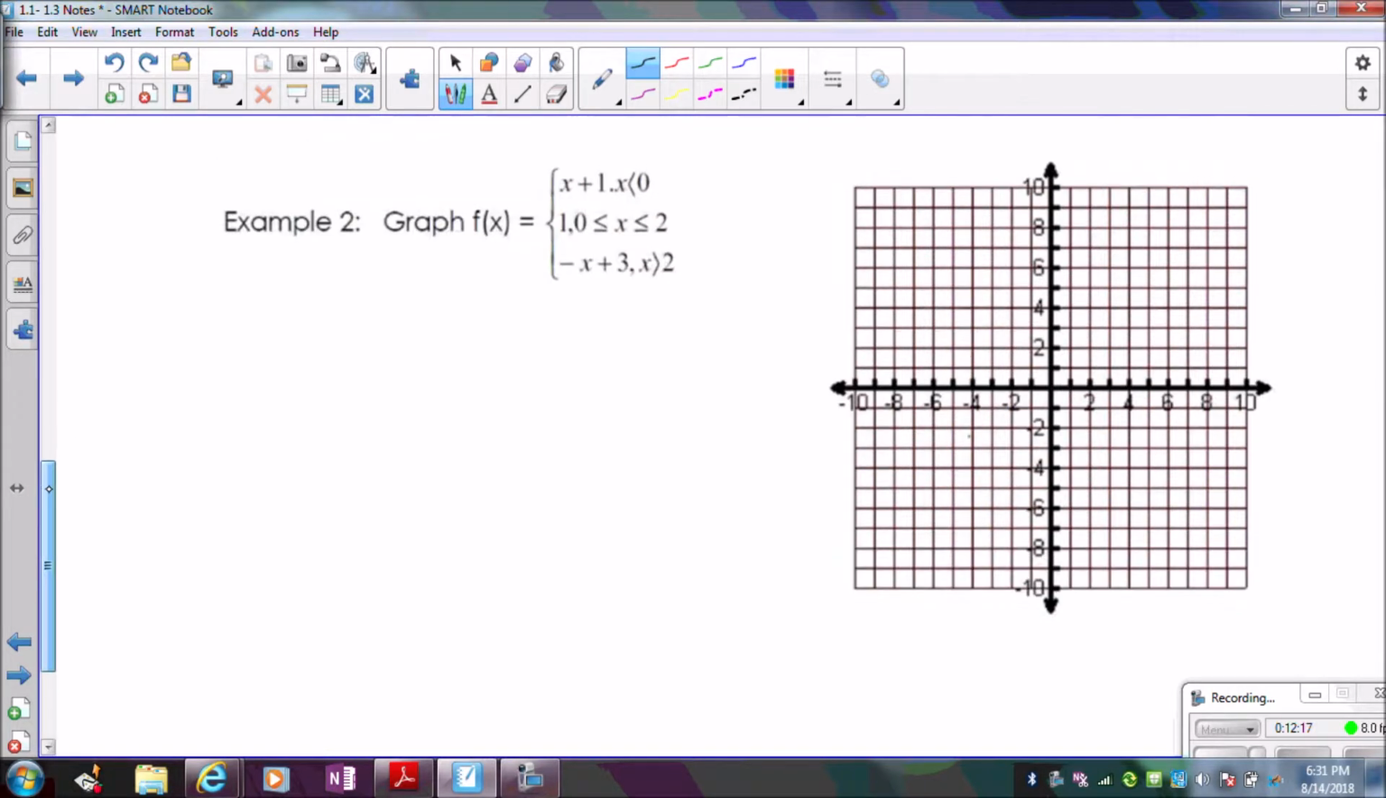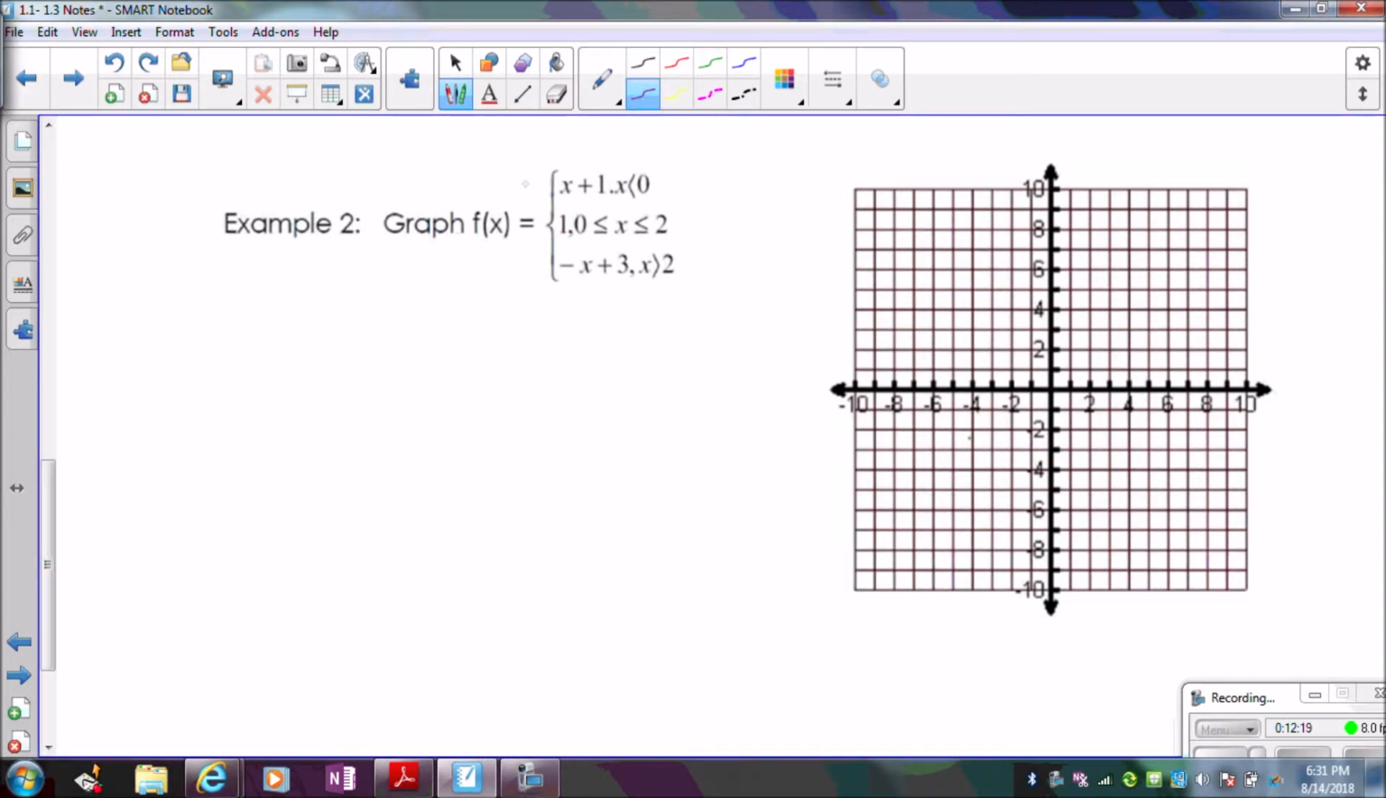So the three parts, again, no big deal. It just means that when we graph, we're going to graph three different equations. So I'm going to use three different colors because I like to color code. So here's my first part. Here's my second condition and my third condition.